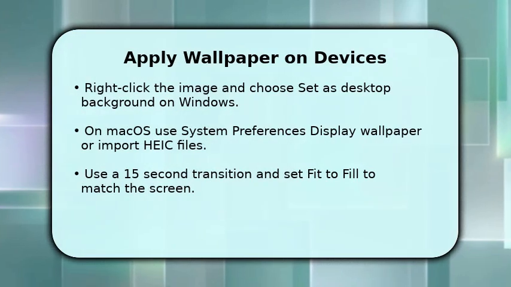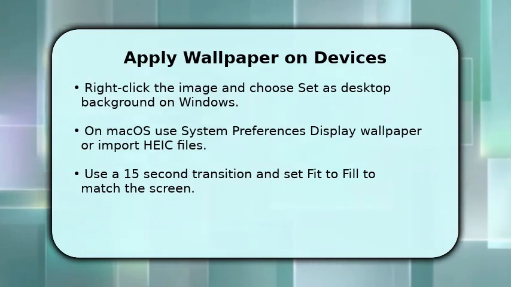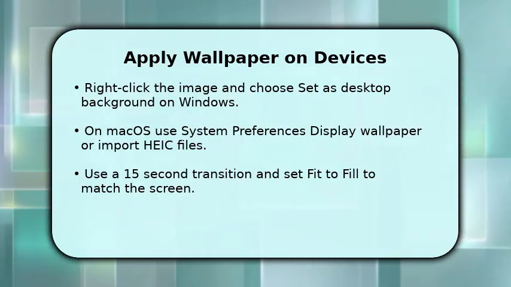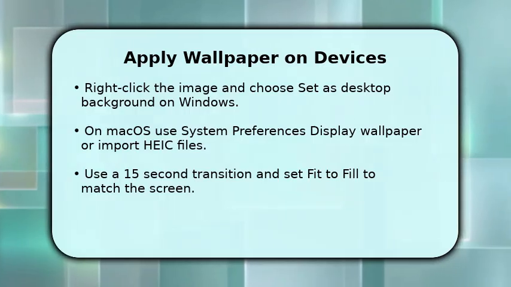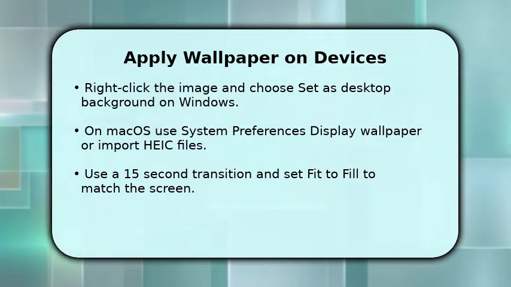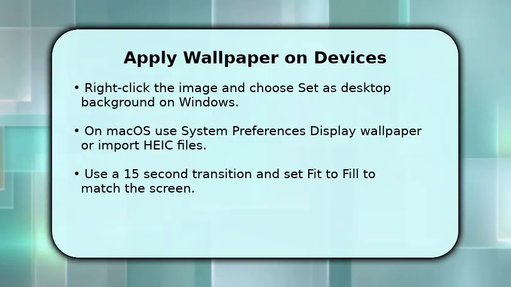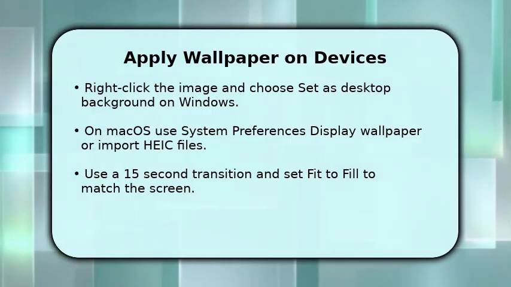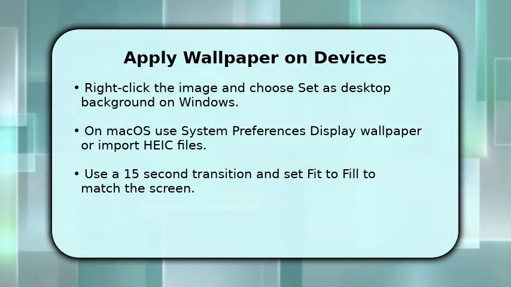On Windows, right-click the image and choose Set as Desktop Background to apply it immediately. On Mac OS, open System Preferences and set the wallpaper via Desktop and Screensaver, importing if needed. On Android, open Wallpapers in Settings and select Home, Lock, or both spaces when prompted.